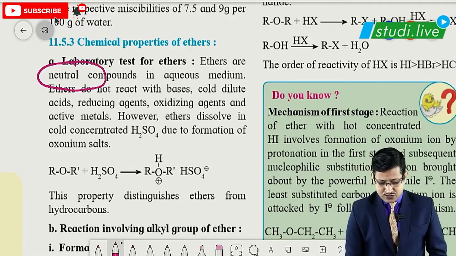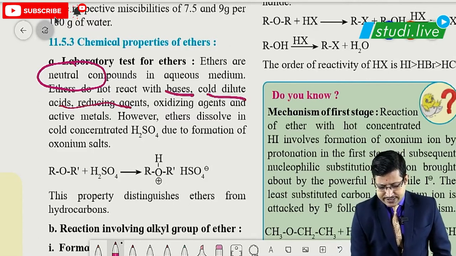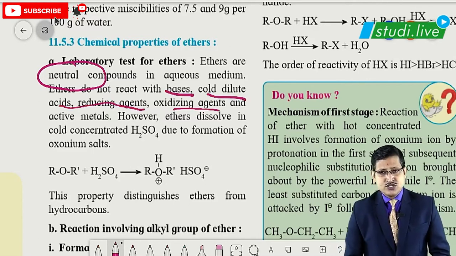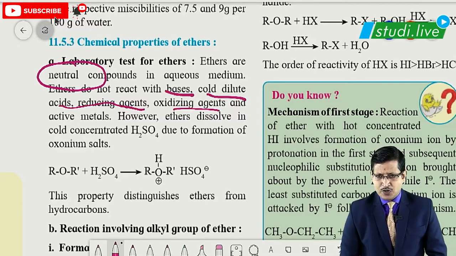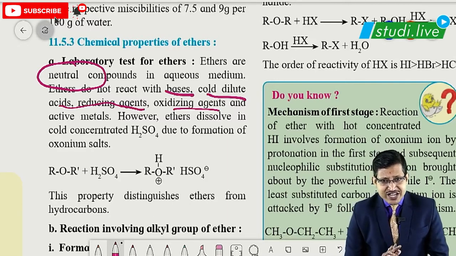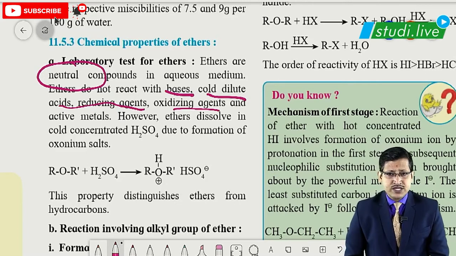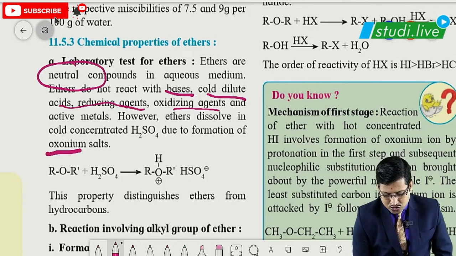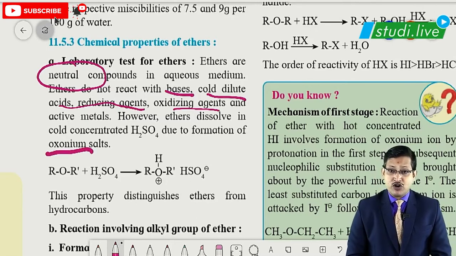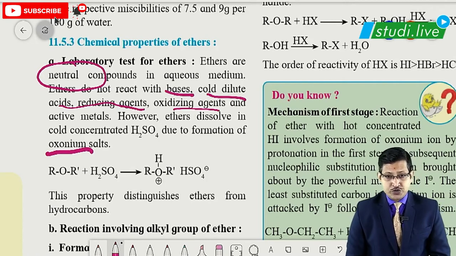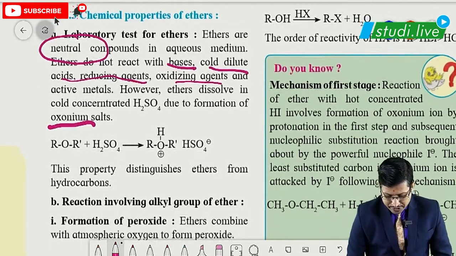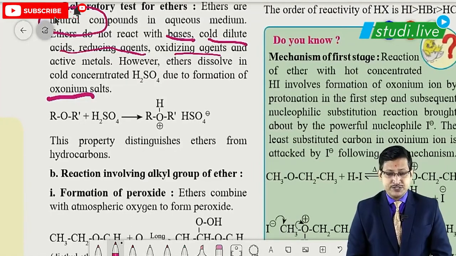Generally they will not react with what? With bases, cold dilute acid, or reducing or oxidizing agents. So that is why you can call ethers inert. Why inert? Because they generally do not react with all these compounds that I have underlined already. However, ether dissolves in cold concentrated sulfuric acid and it forms dash salts. It forms oxonium salts, so it results in the formation of oxonium ion. This property of ether distinguishes it from hydrocarbons.